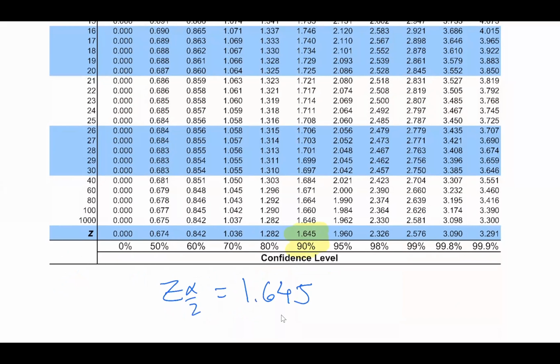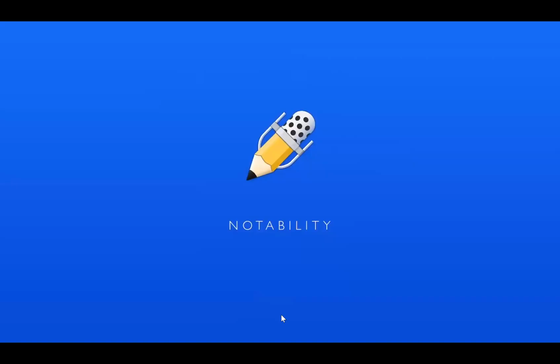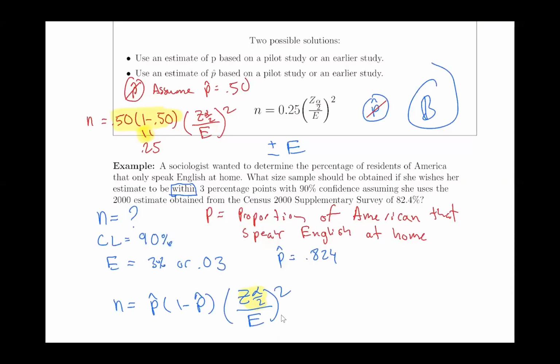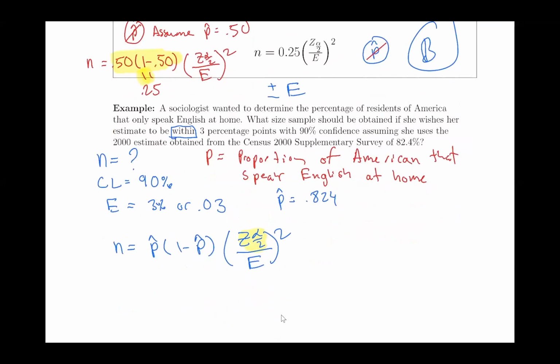All right, so I'm going to go back to my notes. We'll go to chapter 7. I'm going to erase this, and let's do a different color. We'll put 1.645.